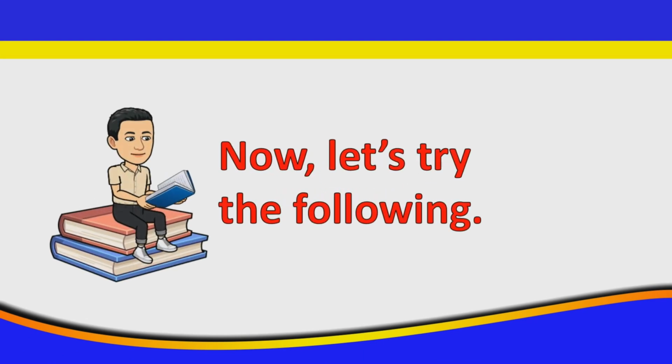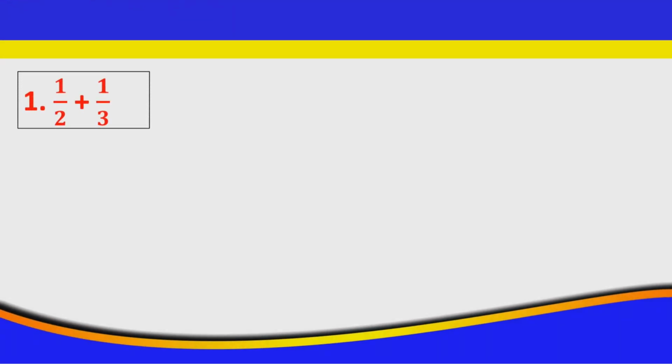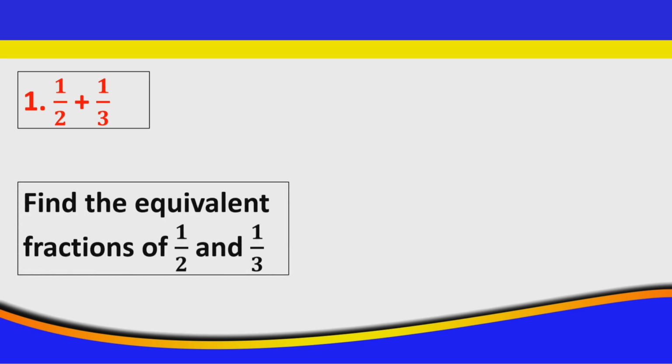So we are now ready to add dissimilar fractions. Now let's try the following. Number 1, we are going to add 1/2 and 1/3. To add, we have to find the equivalent fractions of 1/2 and 1/3.